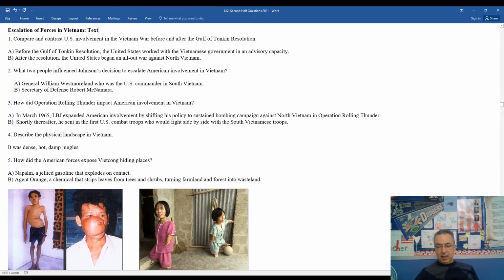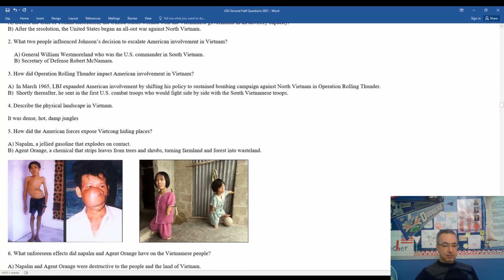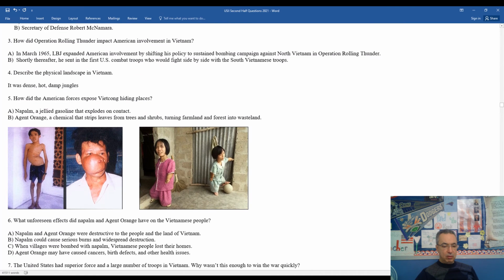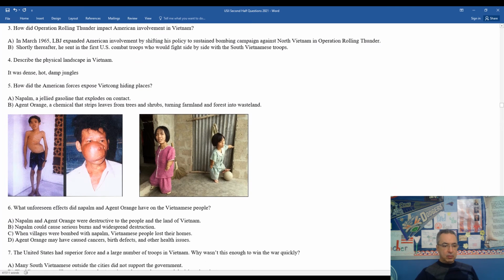One of the unforeseen and unfortunate consequences of the use of napalm and Agent Orange in Vietnam was a long-lasting negative impact it had on the Vietnamese people. Napalm and Agent Orange were destructive to the people and the land of Vietnam. Napalm caused serious burns and widespread destruction. When villages were bombed with napalm, Vietnamese people lost their homes. And then Agent Orange seeped into the ground and got into the groundwater and the vegetation and the crops they were growing. And as a result, it led to serious birth defects in the aftermath of Vietnam.